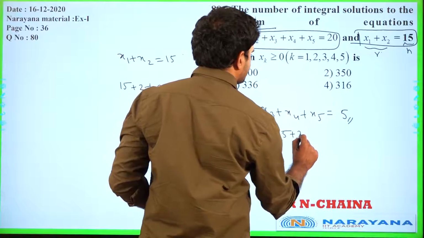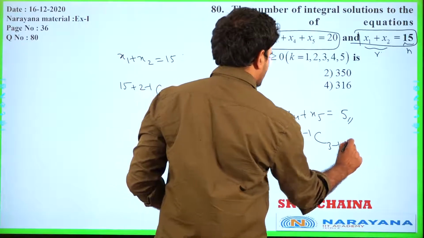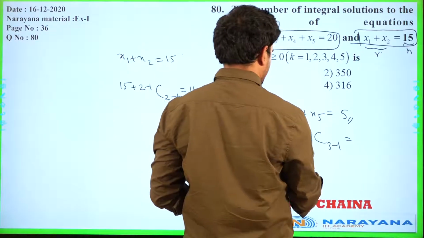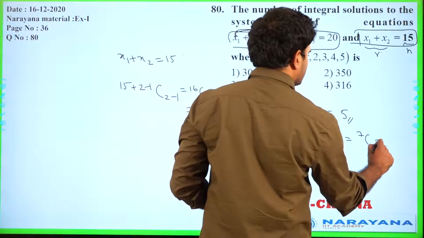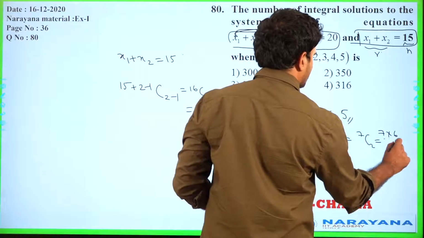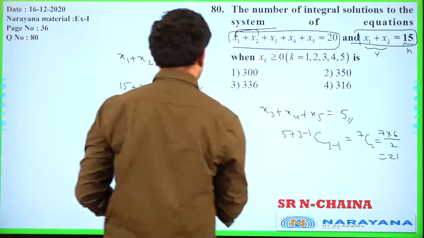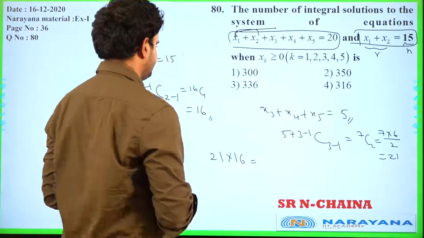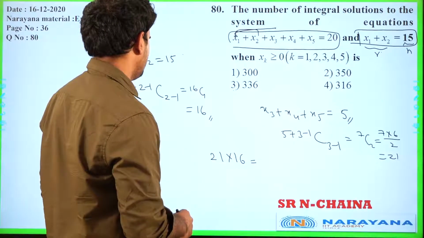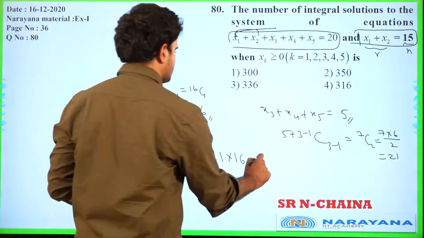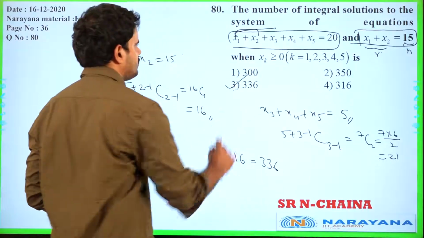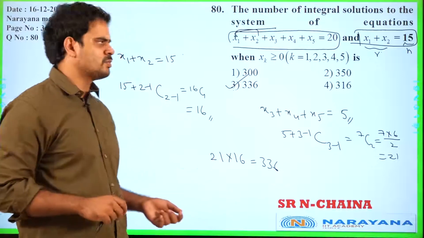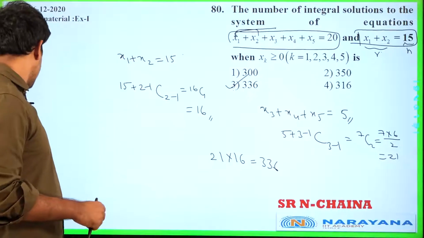5 plus 3 minus 1, see 3 minus 1. So how much you get here? 8 minus 1, 7 C2. So what you have? 7 into 6 by 2, that is 21. So my total answer becomes 21 into 16. So how much it is? 320 plus 16, so 336. So simple calculation, 16 into 20 plus 16, that's all, nothing more. Okay. So we got 336. Next question.